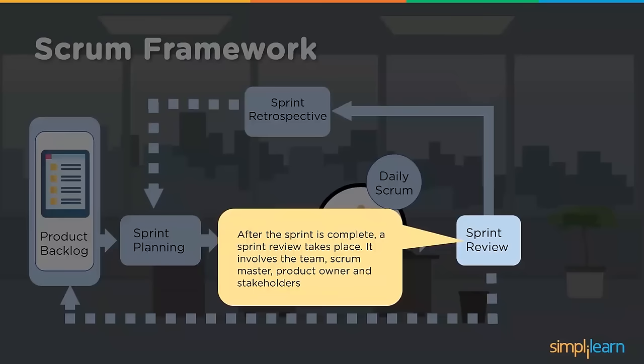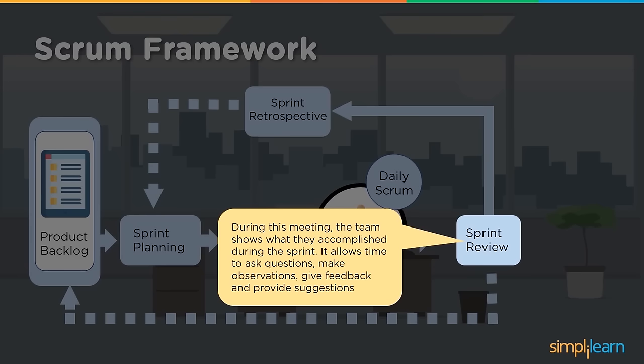Then the sprint review happens once the sprint is complete, which involves the team, the Scrum Master, product owner and stakeholders to understand what was agreed upon and what is being delivered, so reviewed. Is that fulfilled in its entirety? That is discussed. And then during this meeting, the team shows what they accomplished during the sprint. It allows time to ask questions, make observations, give feedback and provide suggestions, right?